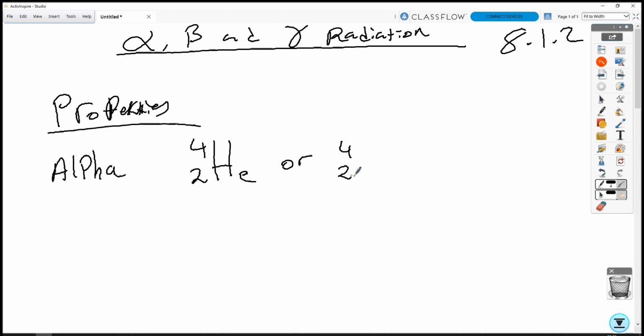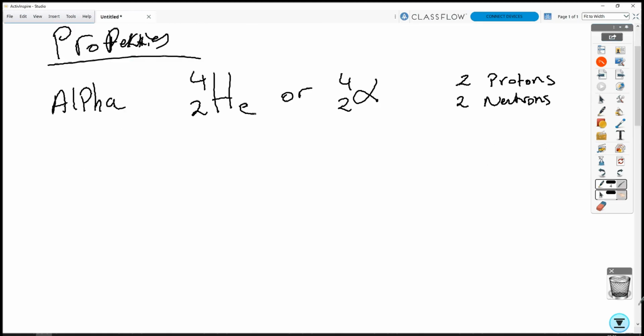or 4,2 alpha, which means that it's got 2 protons and 2 neutrons. Alpha is a good ionizer. Because it's doubly charged, it can rip electrons out from other atoms.